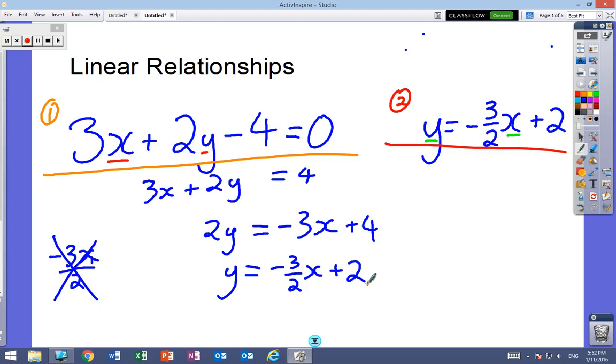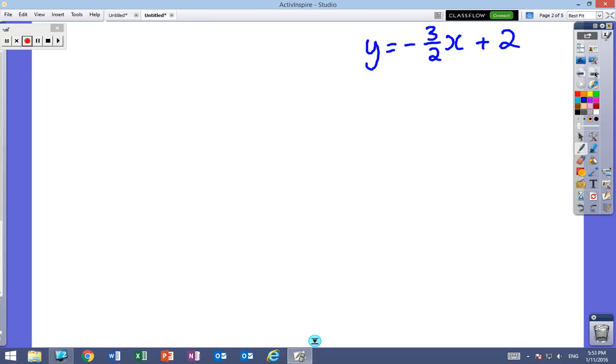Does this look familiar? This equation here, this linear relationship, is the same as this one here. You should be able to swap from this form here, called the general form, where everything is on one side, to this form here. You should be able to swap between them. I like this form here for when I'm trying to draw linear relationships. So let's have a look at that. No, I'm not going to try and draw that. I will try and draw this one, and we'll come back to this one, okay?